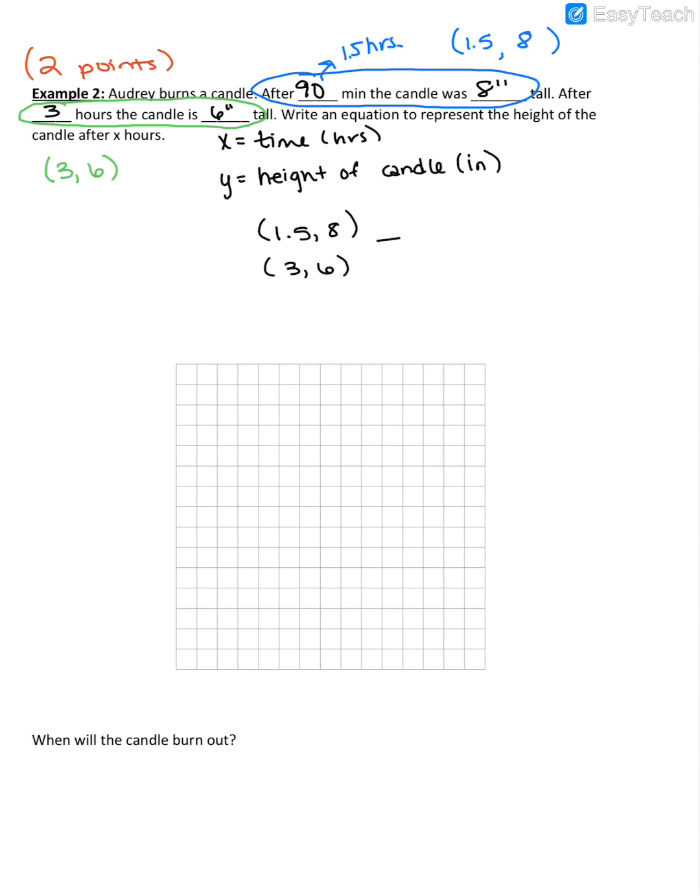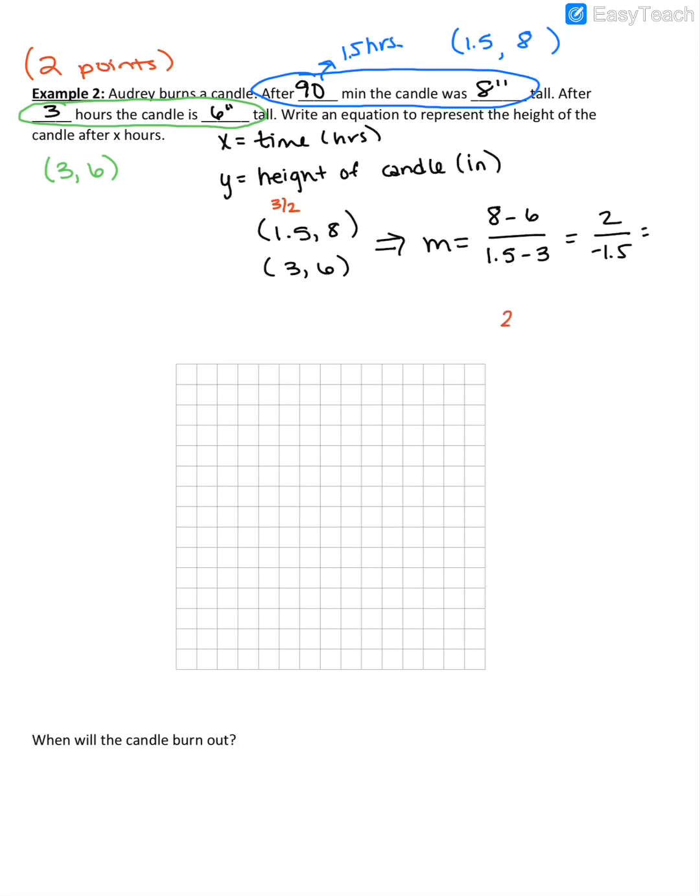We first have to find the slope. Okay, so y2 minus y1 over x2 minus x1. So my y's go first, 8 minus 6 over 1.5 minus 3. 2 over negative 1.5. Oh, well, you can either put that in your calculator and change it to a fraction, or you could think about 1.5 is the same as 3/2.